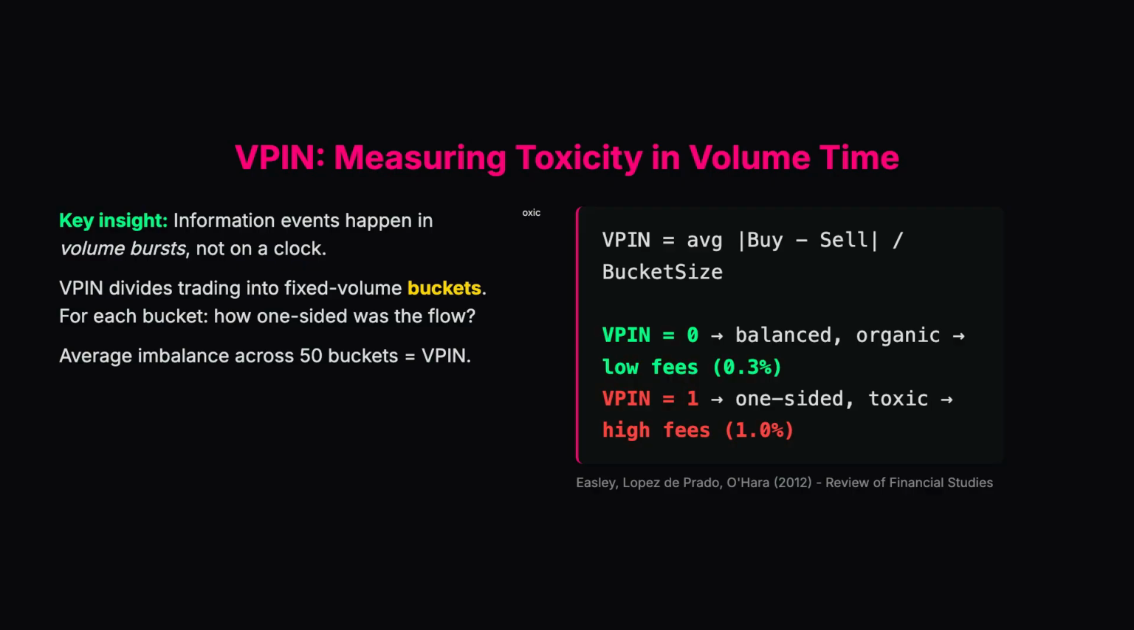So VPIN uses fixed volume buckets. For each bucket, you measure how one-sided was the flow. If every trade goes the same direction, that is a toxicity signal. VPIN is the average imbalance across the last 50 buckets. 0 means balanced. 1 means maximum toxicity. We map it to fees. VPIN 0 gives 0.3%. VPIN 1 gives 1%.